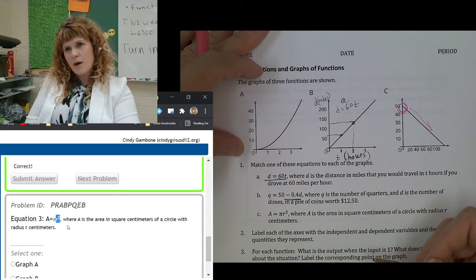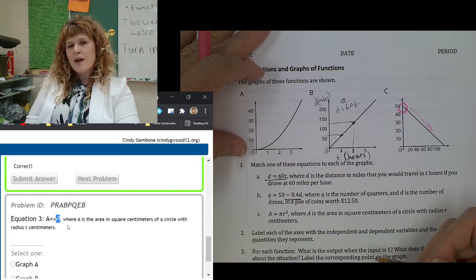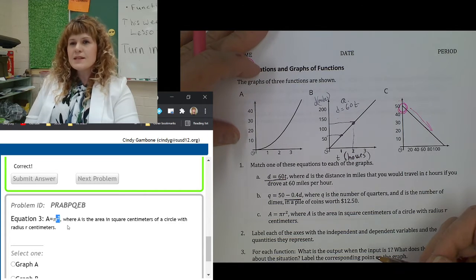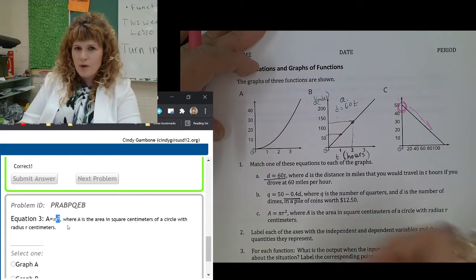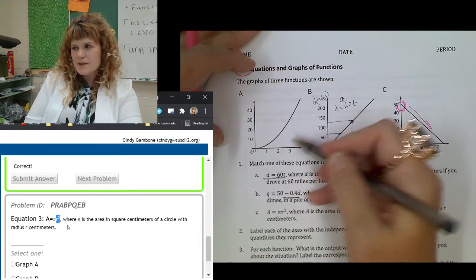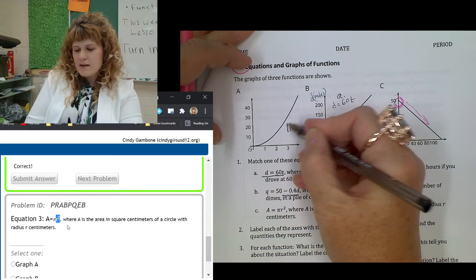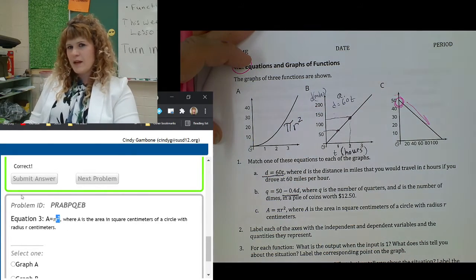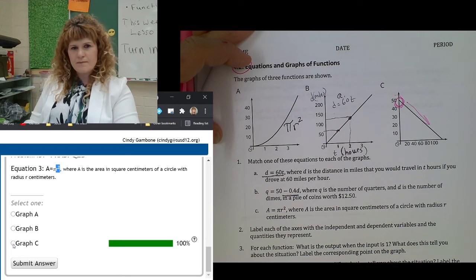If the radius is 1, then this equation is pi times 1. But if the radius is 2, then the radius gets squared, and that's 4. So this equation is growing exponentially because it's to the power of 2. This line here is pi r squared. Go ahead and select it.